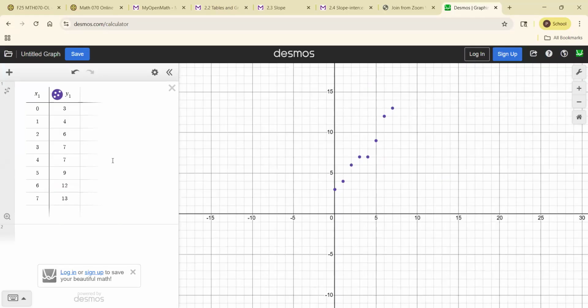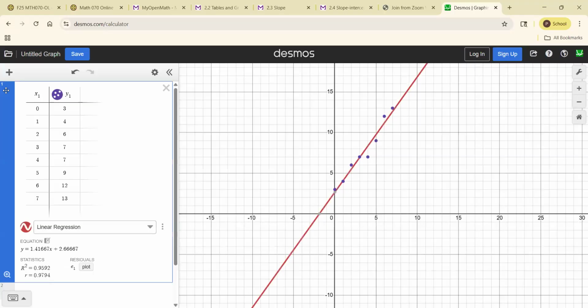And one of the really nice things about Desmos, and this is going to come up in later parts of the course, is in Desmos, you can put your coordinate points in, and then you can click this button right here, which says Add Regression, and it will draw you the line that best fits that data, and even give you the formula for that line.